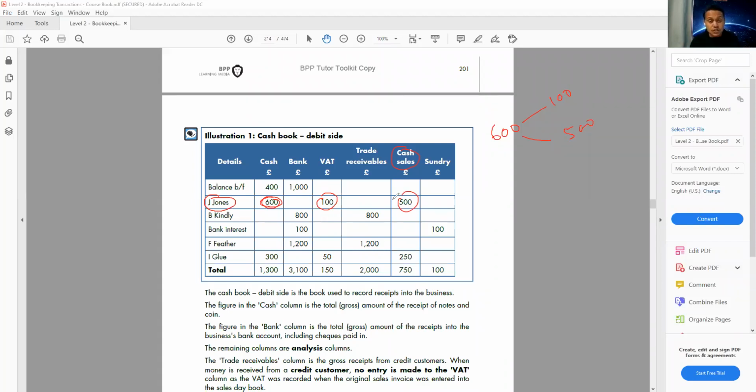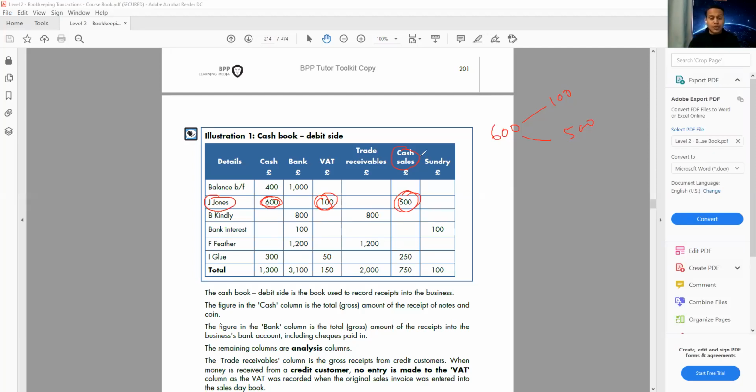When I make a sale to the customer, I take money including VAT. So all the money I cannot keep for myself. All the money is not for me. Some money is for the VAT, for the HMRC. So I have to split it. What is my money will come to the cash sale column. The money for the VAT for the HMRC will go to the VAT column. And this is a cash sale.